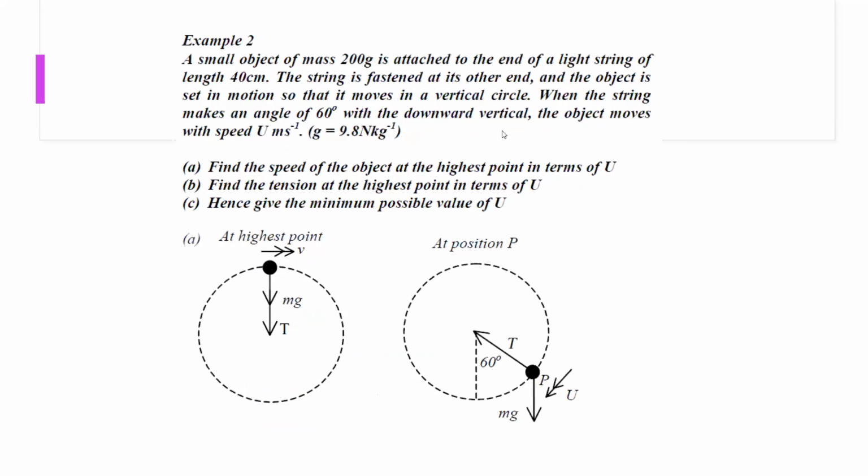Okay, in this question, a small object of mass 200 gram is attached to the end of a light string of length 40 centimeter. The string is fastened at its other end, and the object is set in motion so that the motion is in a vertical circle. When the string makes an angle of 60 degrees with the downward vertical, the object moves with speed u, an unknown speed. Find the speed of the object at the highest point in terms of u. Any idea, anyone want to solve?